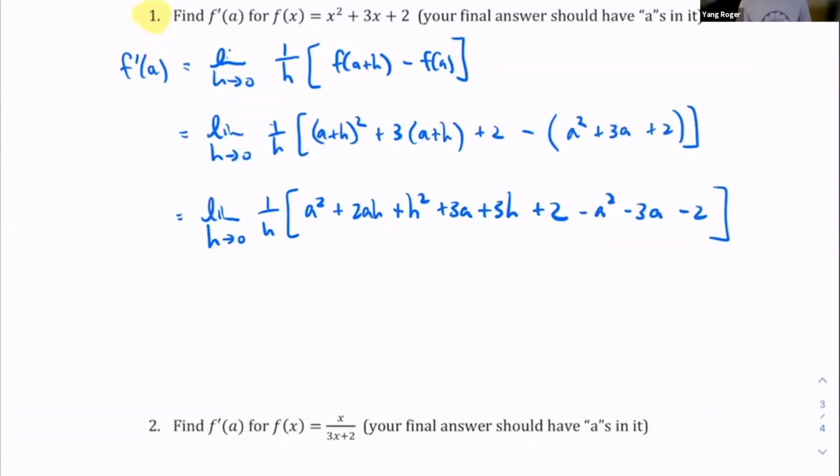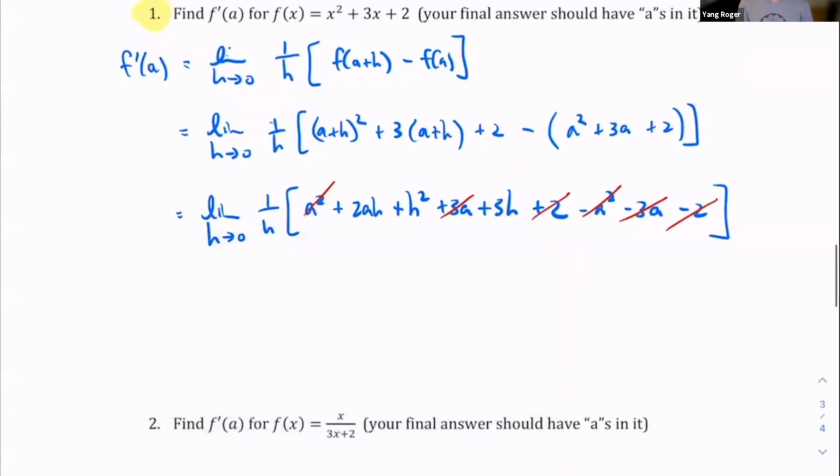Okay. Now we have a bunch of stuff canceling out. So a squared and a squared cancel out. We've got plus 3a and minus 3a canceling out. We've got plus 2 and minus 2 canceling out. So I get the limit as h goes to 0. We're going to get 1 over h. Let me pull out an h from the square brackets. You're going to get h times 2a plus h plus 3. Oh, I guess the 2 part comes from not expanding this part correctly.